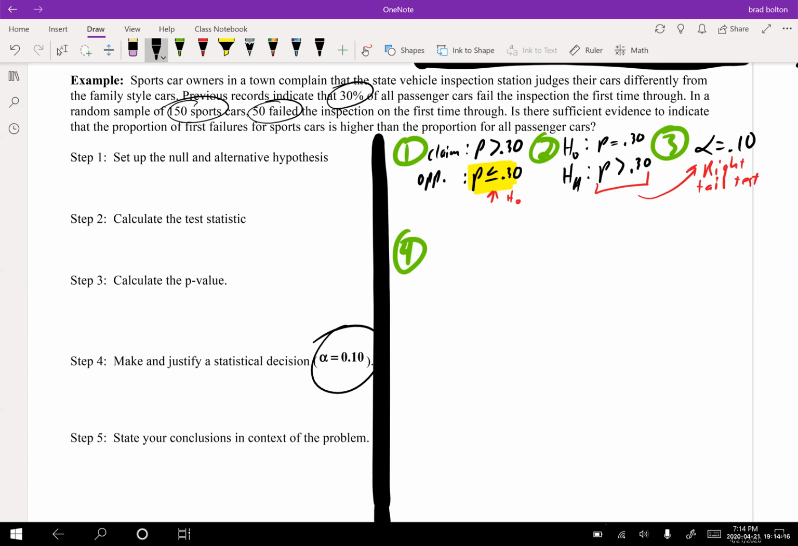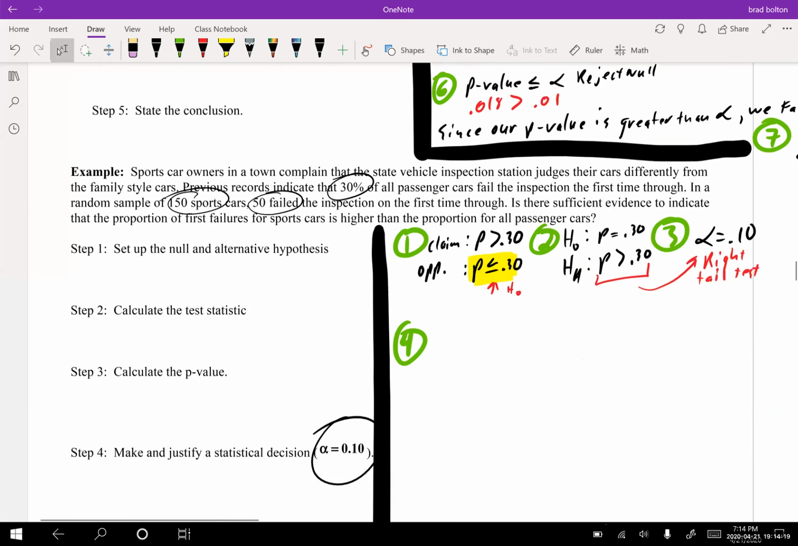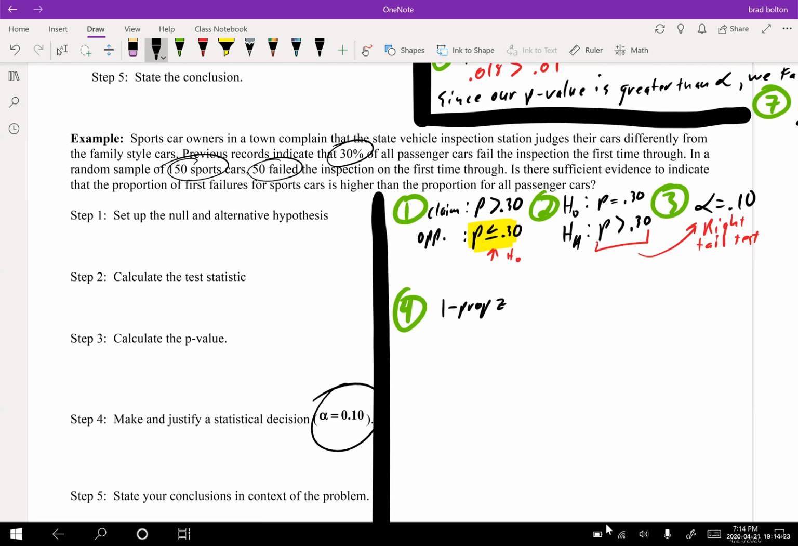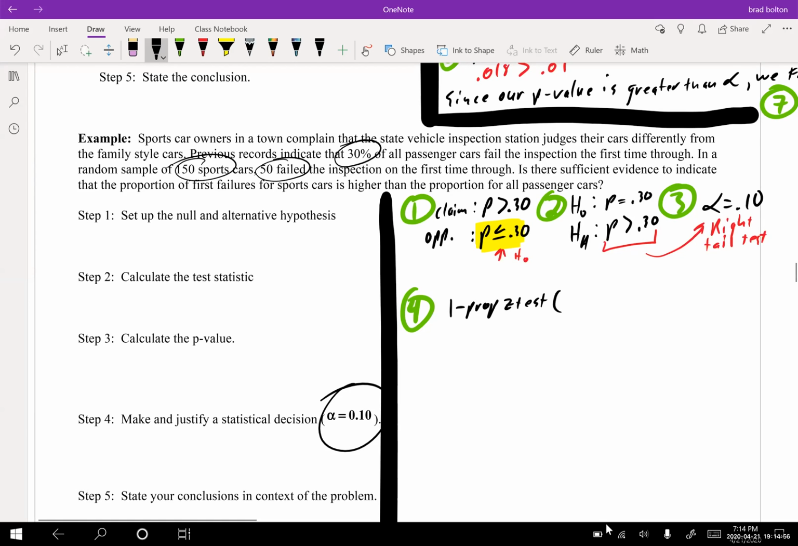We're going to use our calculator just like we did in the previous problem, just to get practice with it: 1-prop z test. I'm going to write down what the calculator asked for. Sorry, guys, I'm getting a little bit of a cough. We go into STAT, TESTS. Number 5 on my calculator says 1-PropZTest. In this case, the null hypothesis says that P is equal to 0.3. The X value is 50 failed, and there's 150 total. So we enter 0.30, comma, 50 fails out of 150, comma, and this will be a greater than.